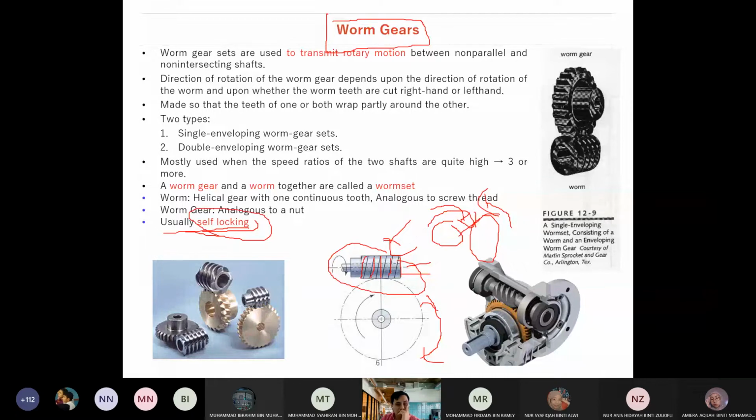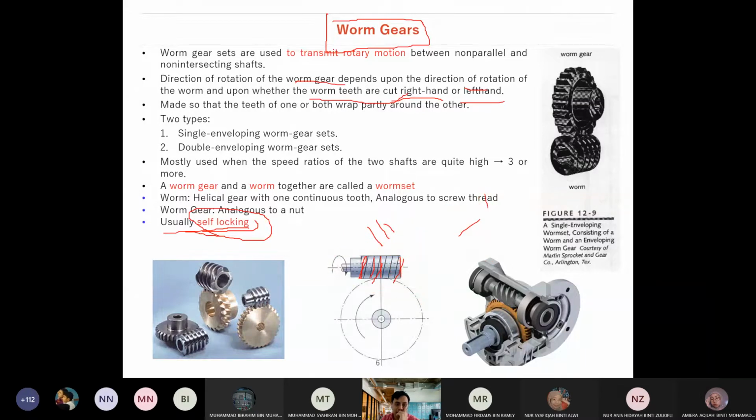The direction of the worm gear depends on the direction of rotation of the worm, and also on the teeth, whether they are right hand or left hand. Based on the teeth, if the teeth are on this side, the direction goes one way; if the teeth are on the left side, it may move in another direction. That is the characteristic of worm gears.